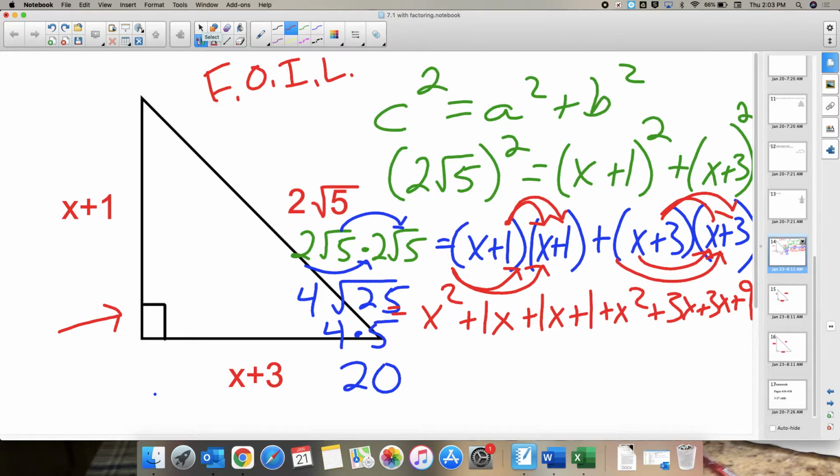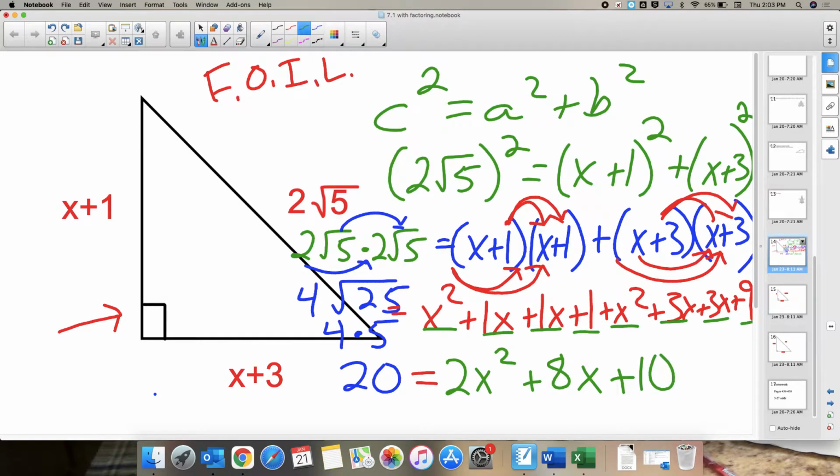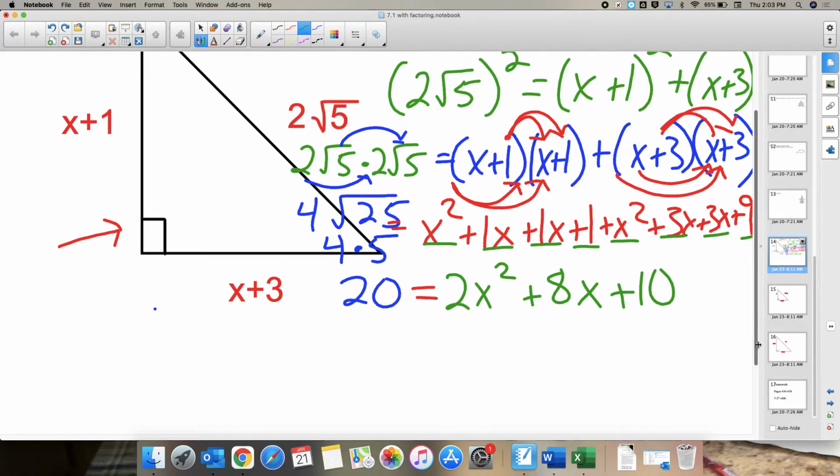So I have 20 equals, and all I'm going to do is clean this up. I'm going to combine my like terms. x squared plus x squared is 2x squared. x plus 3x plus 3x is plus 8x. 1 and 9 is plus 10. Right? So there's the equation we ended up with.